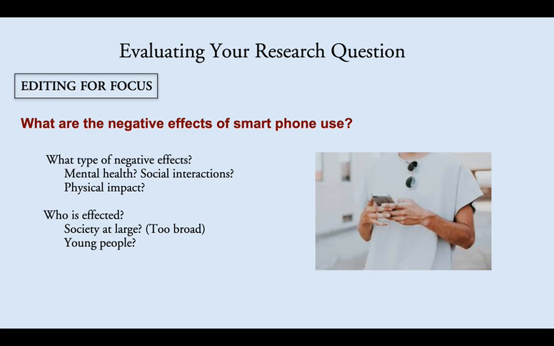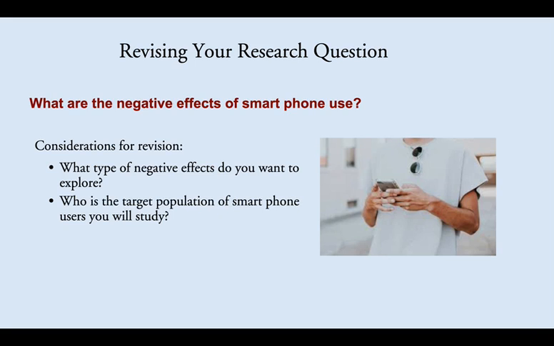Let's look at a sample question to start. What are the negative effects of smartphone use? Some parts of this question are very broad and will give us too many search results to sift through as we begin our research. For example, negative effects. What type of negative effects? Are we talking about mental health? Are we talking about social interactions? Or maybe even physical impact? Also, we should focus in on who is affected.